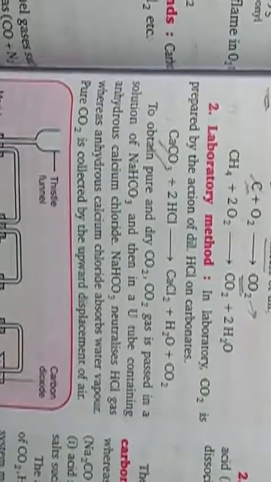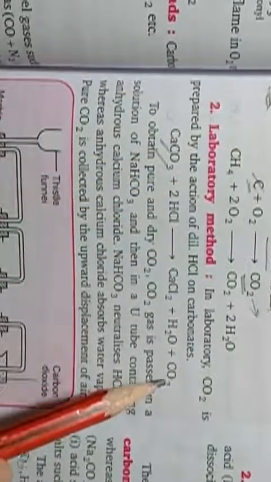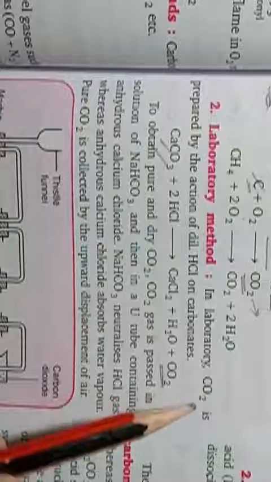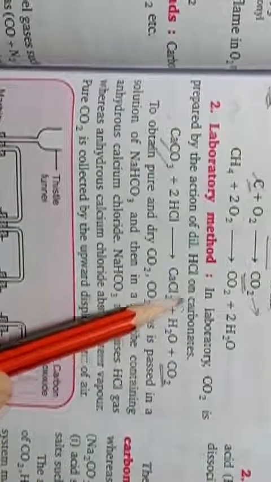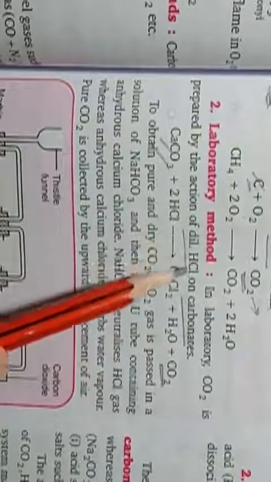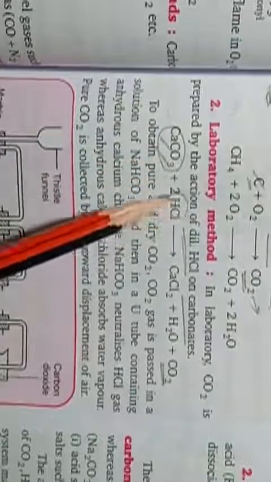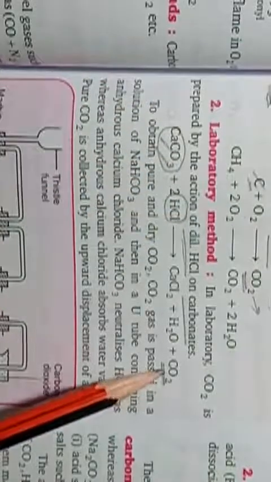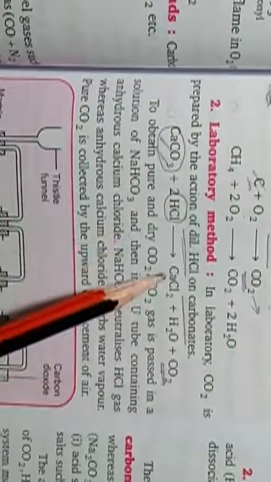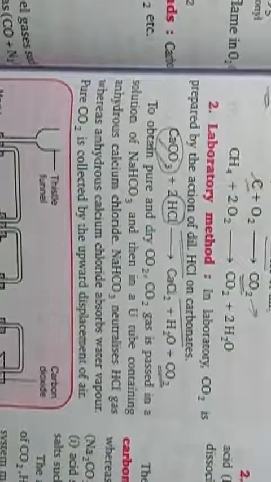The next is laboratory preparation. In the lab, we can prepare carbon dioxide with the help of any carbonate salt with dilute acid. One reaction is given here also: calcium carbonate can be reacted with dilute HCl to get CO2 gas, and calcium chloride and water are formed as byproducts.